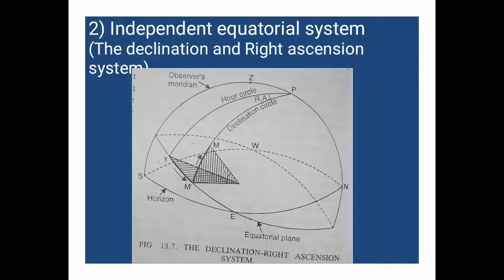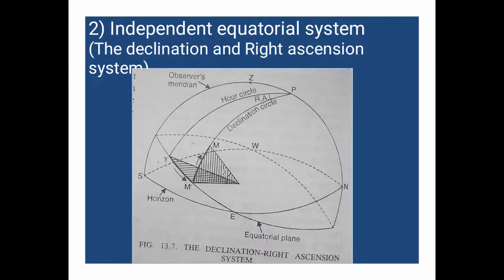Then the second method is the independent equatorial system, that is, the declination and right ascension system. This system is used in the publication of star catalogs and almanacs, in which the positions of heavenly bodies are referred to spherical coordinates which are independent of the observer's position. The two great circles of reference are the equatorial circle and the declination circle, the former being the primary circle and the latter the secondary circle of reference. For fixed stars, this system of coordinates is independent of the place of observation and nearly independent of the time.